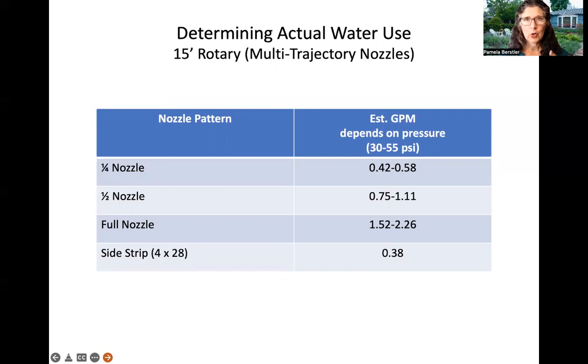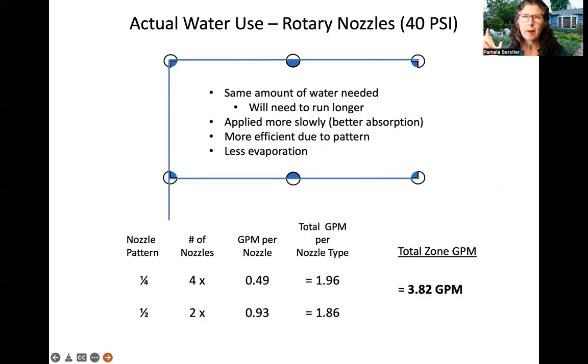Now, we wanted to show you in comparison what happens when we use those rotary nozzles, those multi-trajectory nozzles. The numbers are pretty different. So for a quarter, we're between 0.42 and 0.58. For a half, we're between 0.75 and 1.11. So the numbers are quite a bit lower, but notice that the pressure is higher. It's between 30 and 55 PSI. And the optimal is about 40.